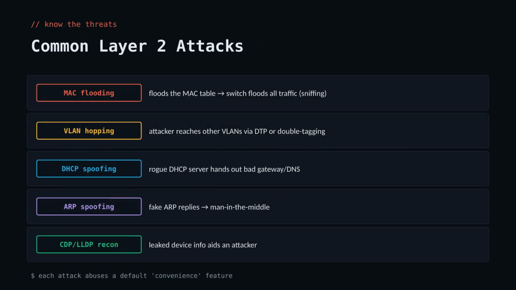So let's meet the usual suspects. MAC flooding overruns the switch's address table until it gives up and floods every frame, handing an attacker a free packet capture. VLAN hopping abuses DTP auto-negotiation or double-tagged frames to jump segments that should be isolated. DHCP spoofing plants a rogue server to push a poison gateway. ARP spoofing forges replies to slide into the middle of a conversation. And CDP or LLDP cheerfully advertise device details to anyone listening. Notice the pattern. Every one of these rides on a default convenience feature the switch ships with turned on.